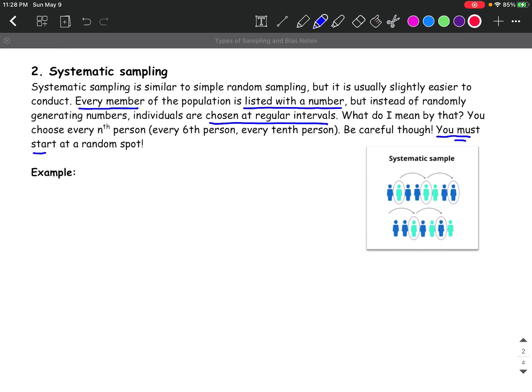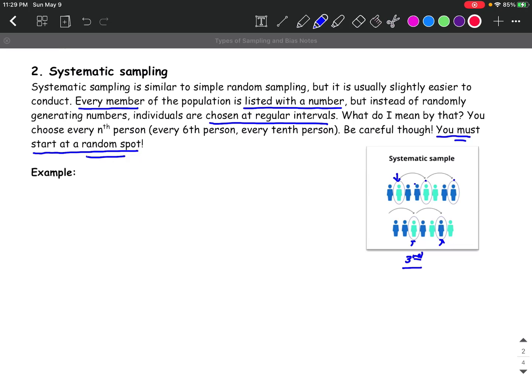You must start at a random spot. So for instance, in this picture, we started at the second person, and then we went every 1, 2, 3 people, we surveyed again. 1, 2, 3 people, we surveyed again. So here, every third person was surveyed in that picture.